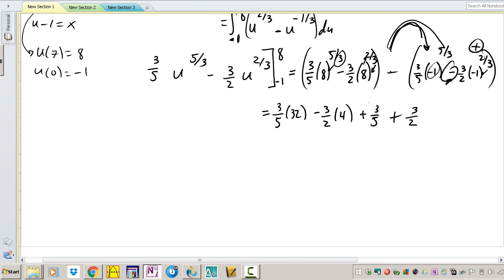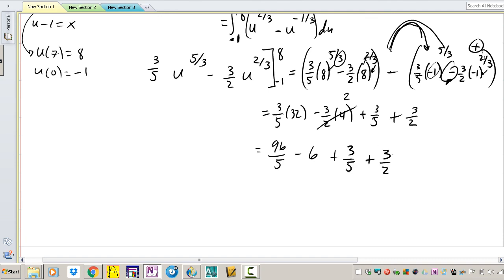So let's do this very, very carefully. Let's do the easy part first. 3 times 32 is 96 over 5 minus, this becomes a 2, so it's a negative 6 plus 3 over 5 plus a 3 over 2.